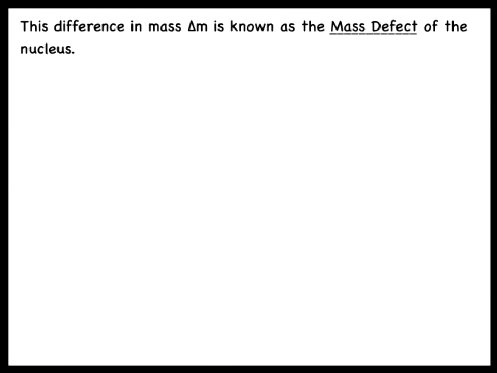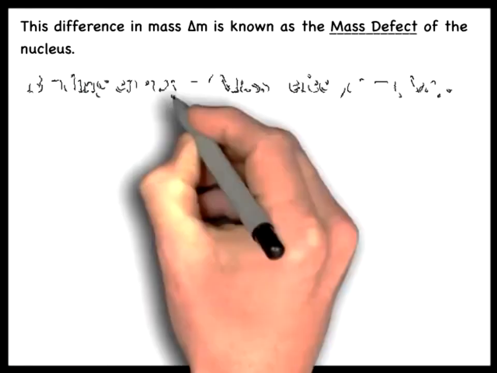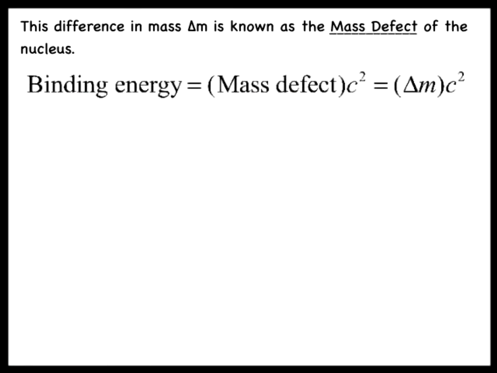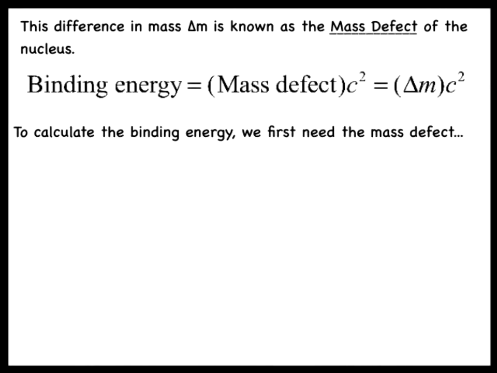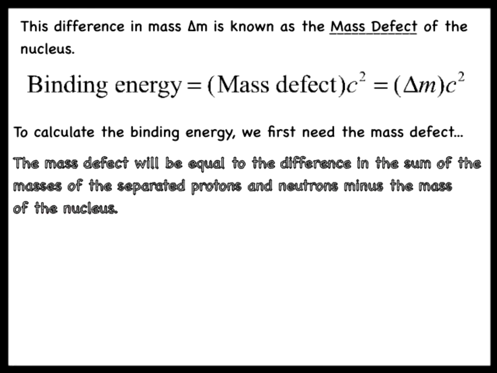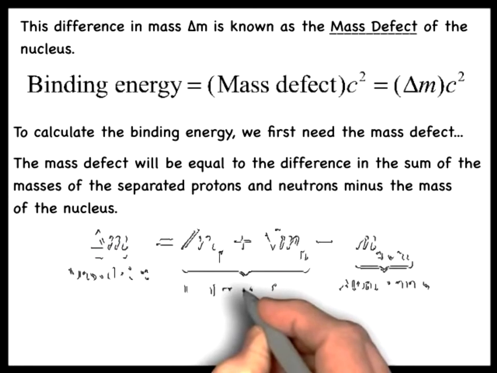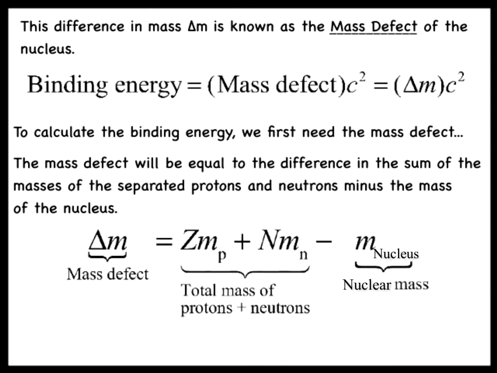The binding energy of a nucleus can be determined by the mass defect using Einstein's rest mass equation. Binding energy equals mass defect times c squared. To calculate the binding energy of a particular nucleus, we must first find its mass defect. The mass defect will be equal to the difference in the sum of the masses of the separated protons and neutrons minus the mass of the nucleus.